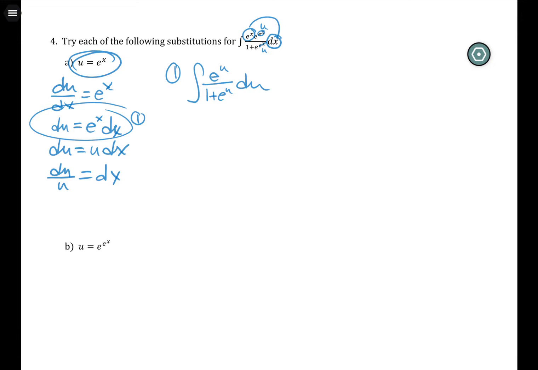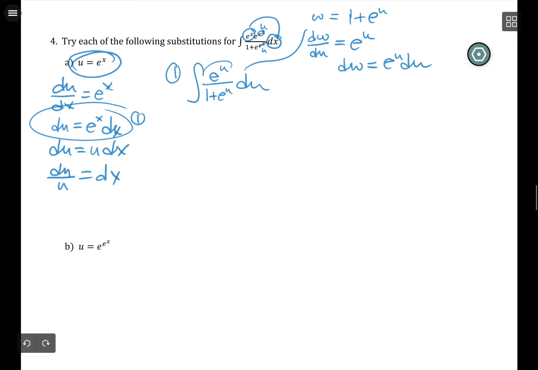And this is fine, and I do think it's a little bit simpler, but I'm only going to get out of this if I either get really fancy and use long division, which probably you don't want me to do, or if I do another substitution. So I could say w is 1 plus e to the u, which means dw du is just plain old e to the u. So I can replace e to the u du with dw. So here's my e to the u du. So that's going to become dw. And on the bottom, I have my w.